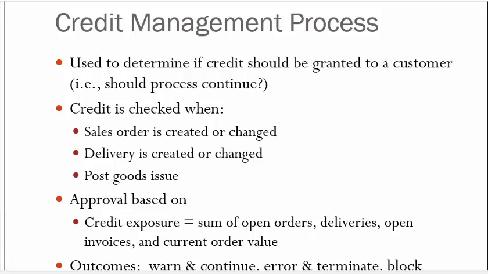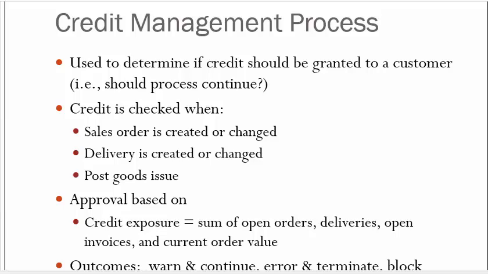How many deliveries do they have currently going on that they have not paid for? How many post goods issues? What is the value of the current order? So you have several open orders or several deliveries that have not been paid yet. You have invoices. You have a very big order now. You have to make a decision: should I go ahead or should I block that order?